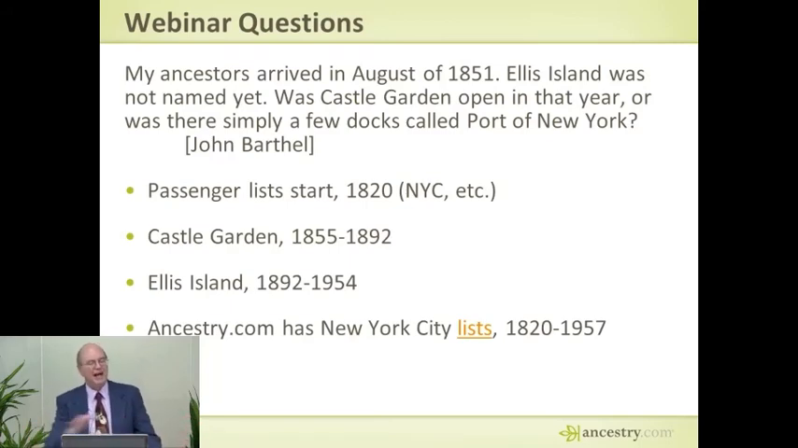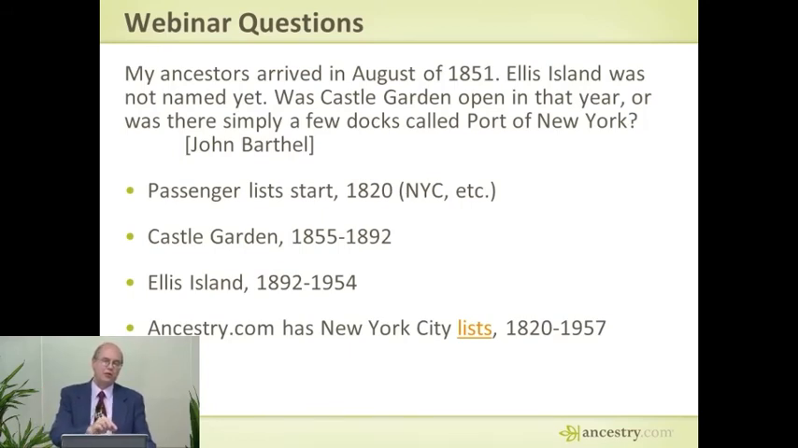So, passenger lists for immigrants coming into the United States begin in 1820. I want to underscore something here. That's 200 years after the Mayflower. So we're missing 200 years. That's over half of the history of the country where we don't have arrival lists. We'll talk about that a bit in the future. But New York, Baltimore, Philadelphia, all of them start in 1820.